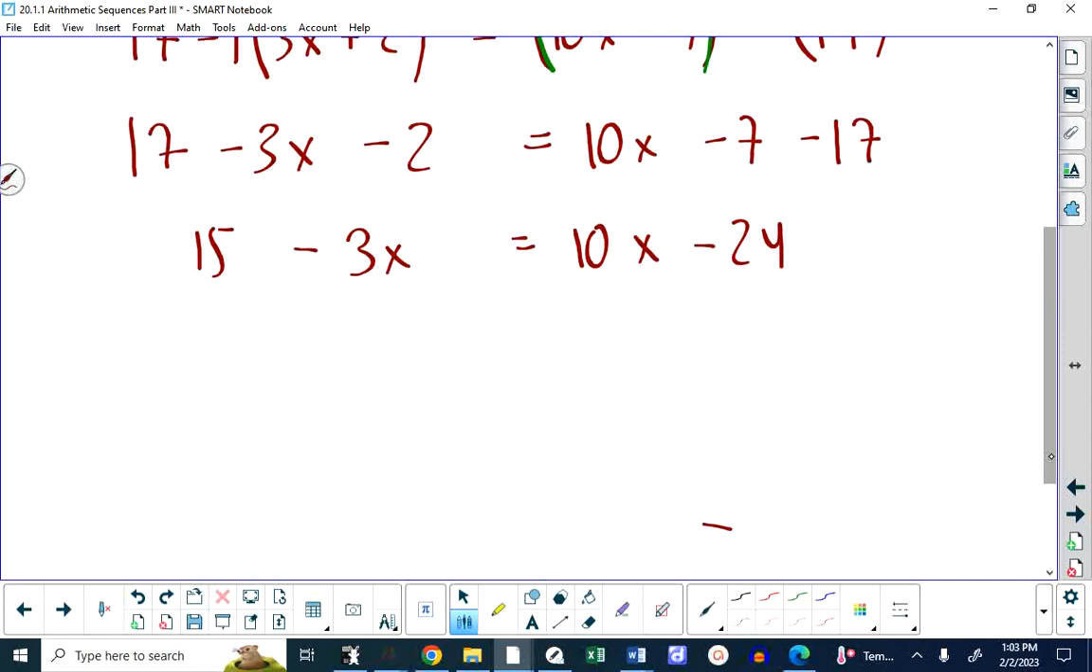But I don't want to work with negative x's. I would rather work with positive x's. So since I have positive 10x on the right and negative 3x on the left, if I move my x's to the right, I'm going to add 3x to both sides and get 13x. I'm fine with that. But if I move my x's to the left, I'm going to have negative 13x. I'm telling you that I would much rather do this.